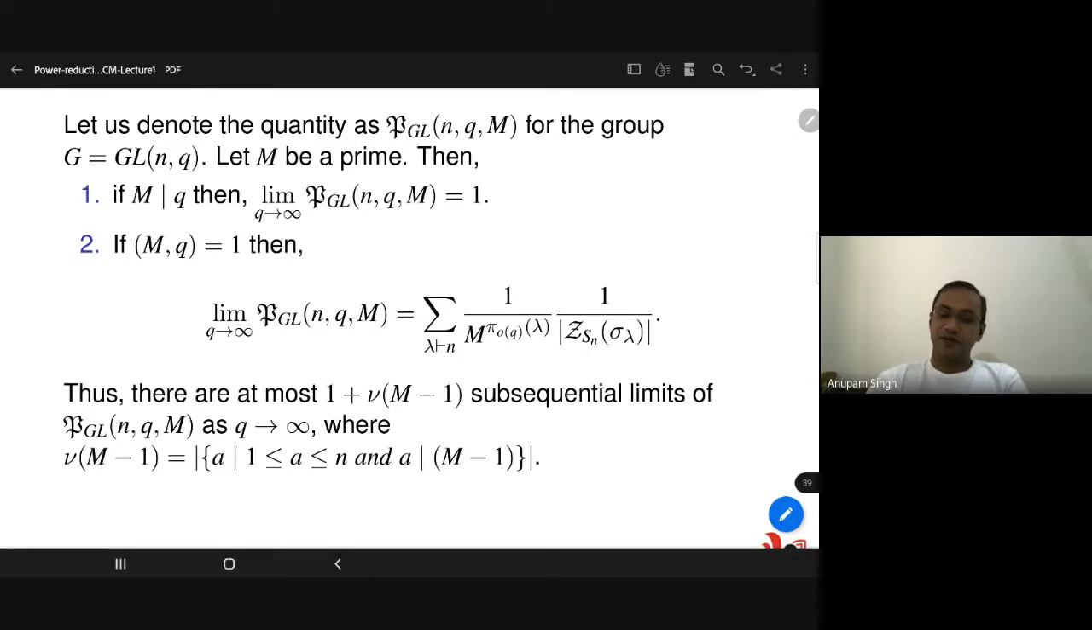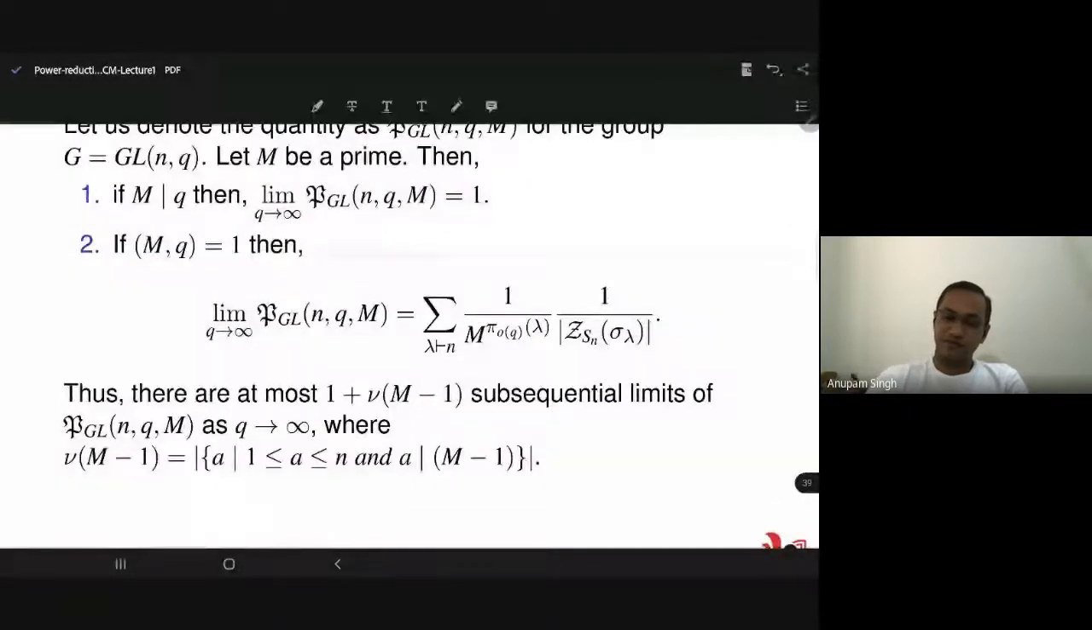And then 1 upon the Weyl group. So that second thing is here, the centralizer of sigma. So this is the Weyl group. So 1 by the centralizer of sigma lambda in the symmetric group, that size. And remember the GCDs of (M, D1), (M, D2), and so on. What is that? Then that can be simplified into this number, M to the power pi_Q(lambda).